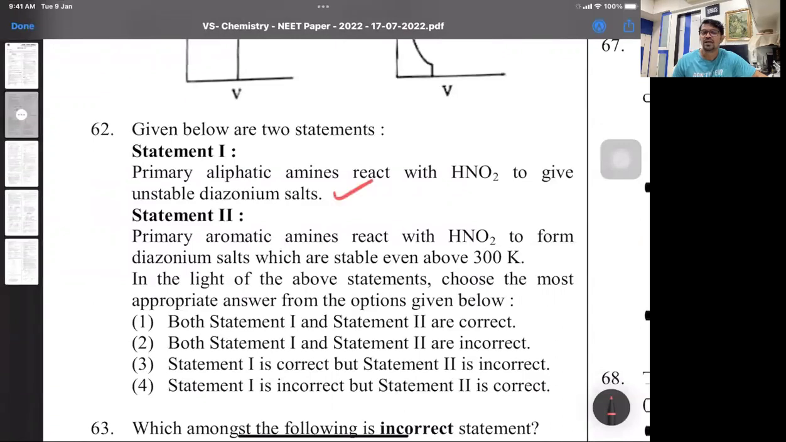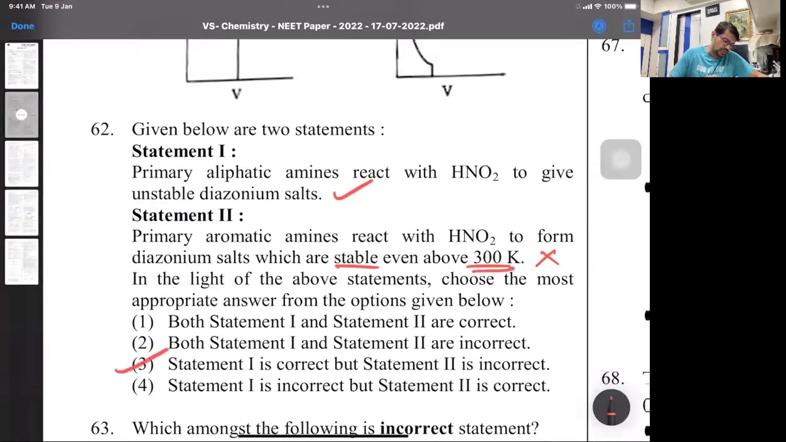Second statement, it says aromatic primary amines react with HNO2 to form diazonium salts, which are stable even above 300 Kelvin. That's a false statement. Aromatic diazonium salts, we talk their stability is always between 273 to 278 Kelvin, which is precisely 0 to 5 degrees. So here again, statement 1 is correct. Is this clear? But statement 2 is incorrect.